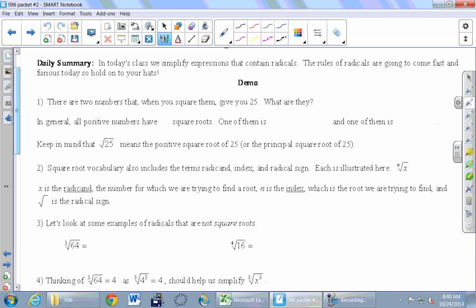Okay, let's write down these two numbers. What two numbers, when you square them, give you 25? 5 is one of them. -5 is the other. Everyone agree? Two numbers, when you square them, you get 25. So in general, all positive numbers have 2 square roots. We just found the 2 square roots of 25. They are 5 and -5. And so all the time, one of them is negative and the other is positive.